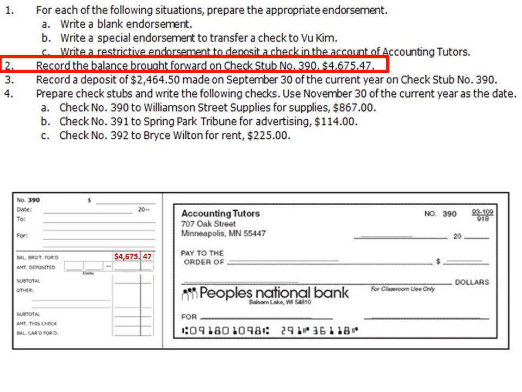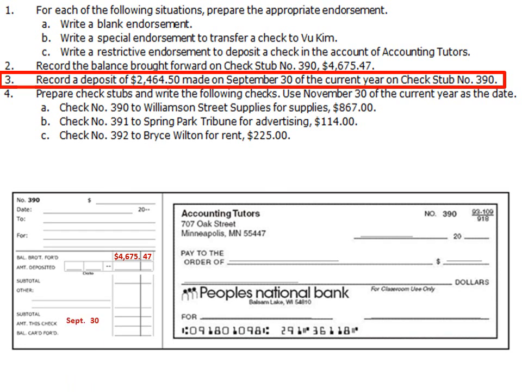We always prepare the check stub before we prepare the actual check. So in other words, prepare the left side before the right side. Next, you'll notice it says record a deposit of $2,464.50 made on September 30th of the current year on check stub 390. We're working on check stub 390. You look underneath the balance brought forward, you'll see the place to put amount deposited, and we'll just put that number right there with the date.